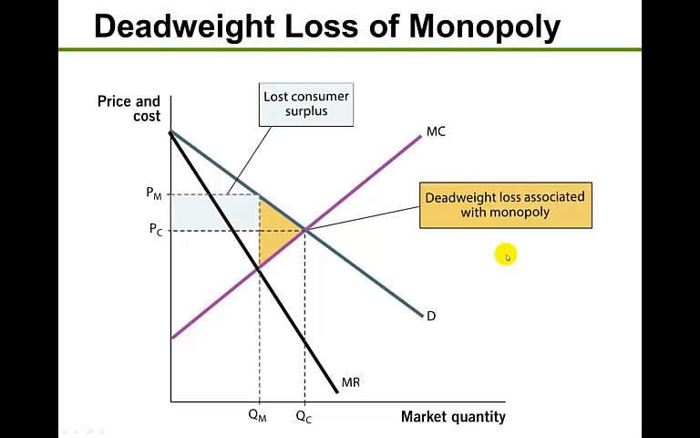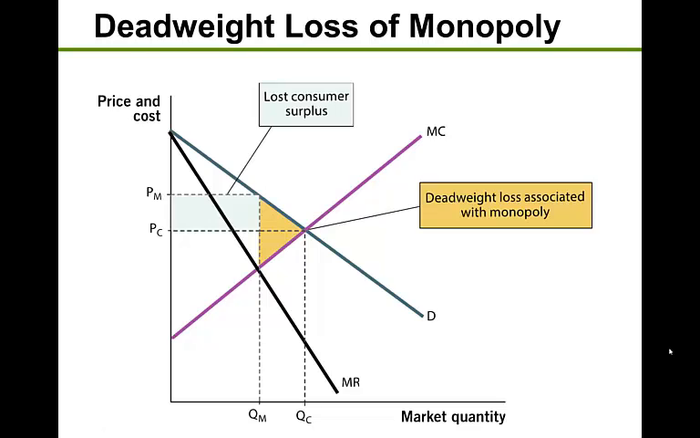The big problem is that we have a triangle of deadweight loss. Notice that at this quantity here, these trades that would have happened would have increased overall efficiency. So this person here would have been willing to pay a much higher rate than the marginal cost, and so on and so forth, all the way up to here. So this triangle here is deadweight loss.